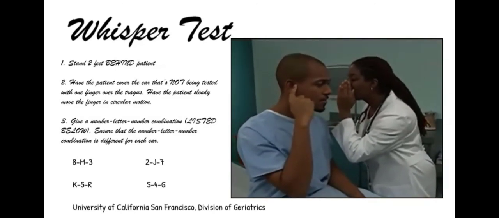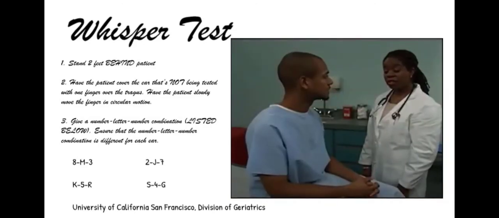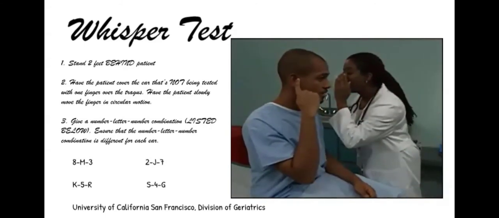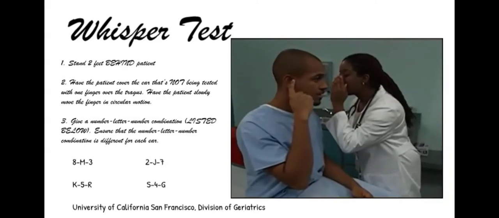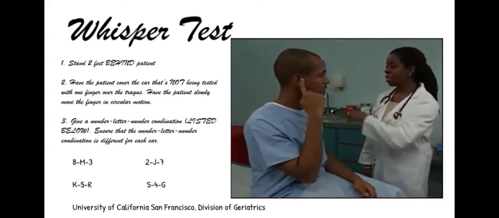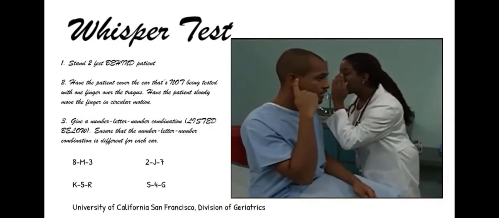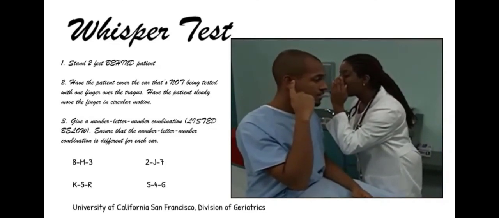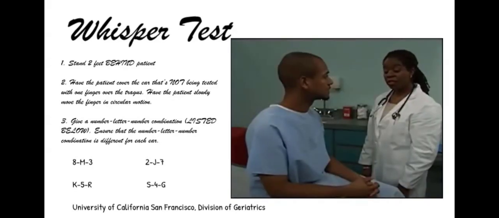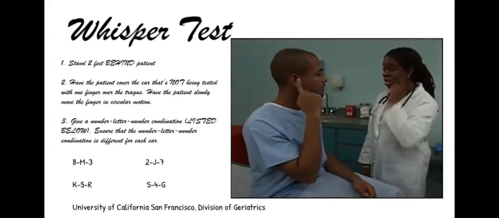Have the patient repeat what they hear. If the patient successfully repeats, move on to testing the other ear. If the patient is unsuccessful, reattempt testing with a different number, letter, number combination. If a patient gets 3 total letters and or numbers correct after a second attempt, it is considered a pass.